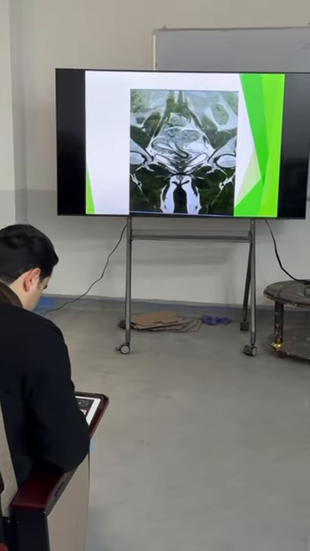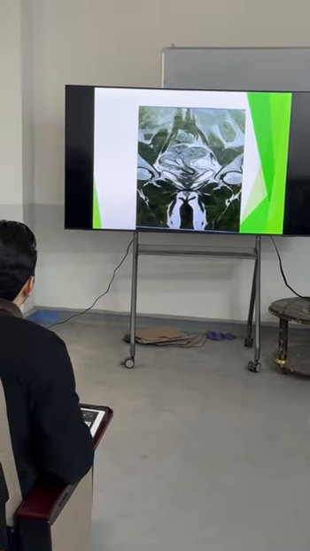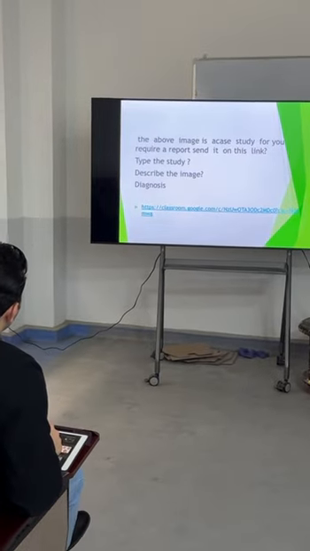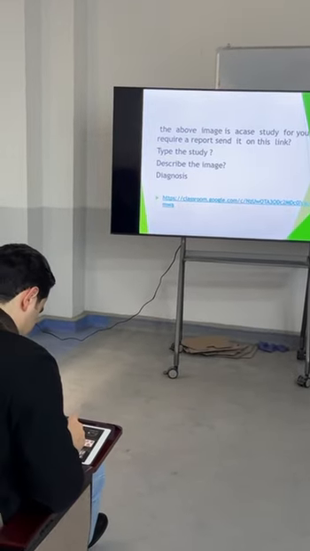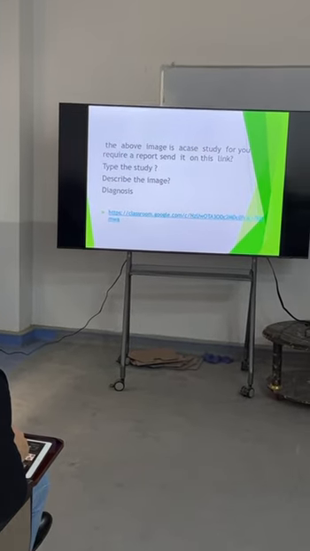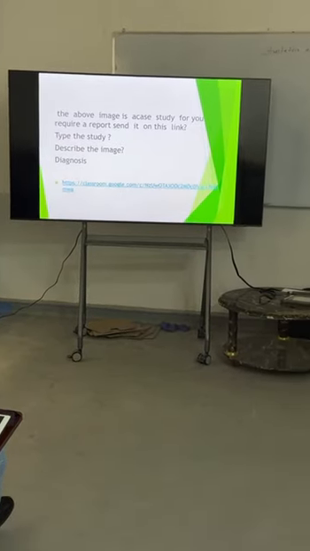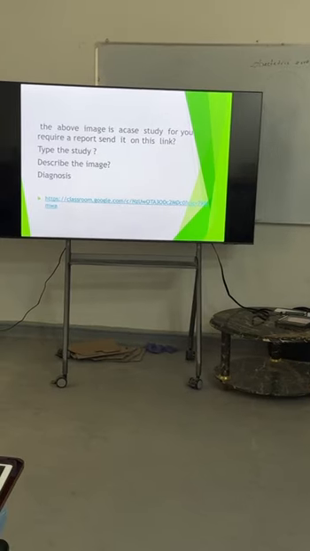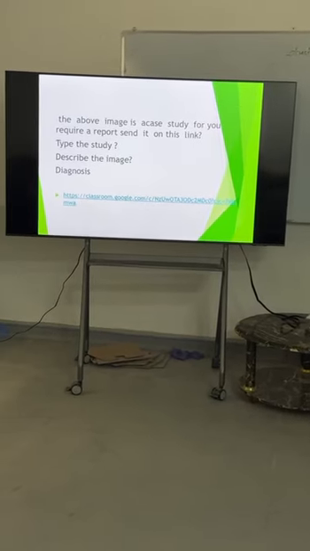This is the image looked at for you. The above image is a case study for you. Required report: send it to me on this link. Write the type of study, describe the image and the diagnosis.